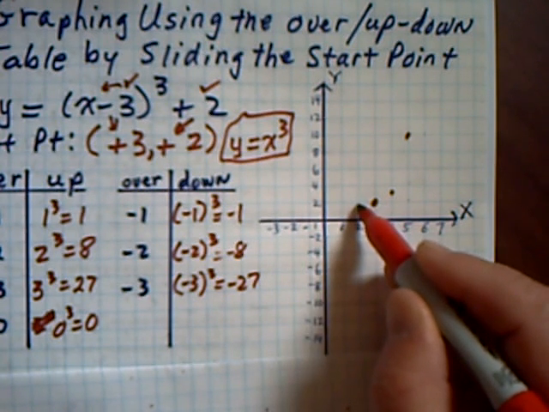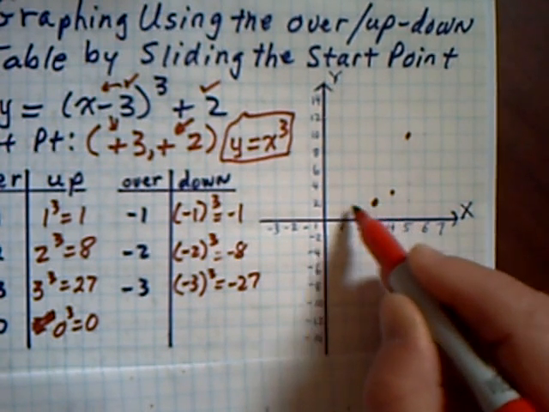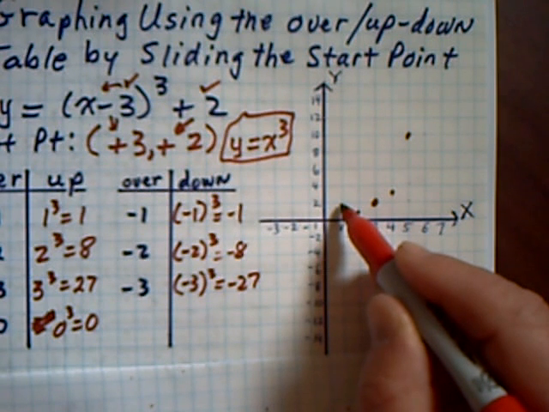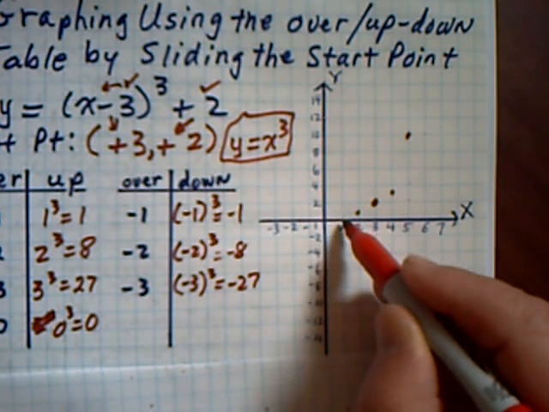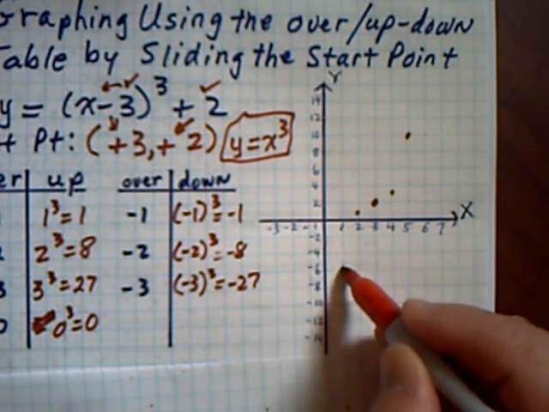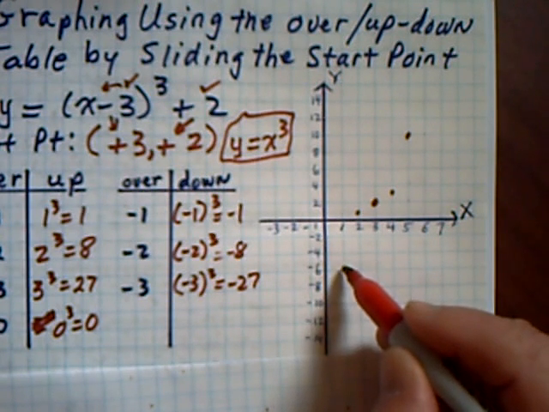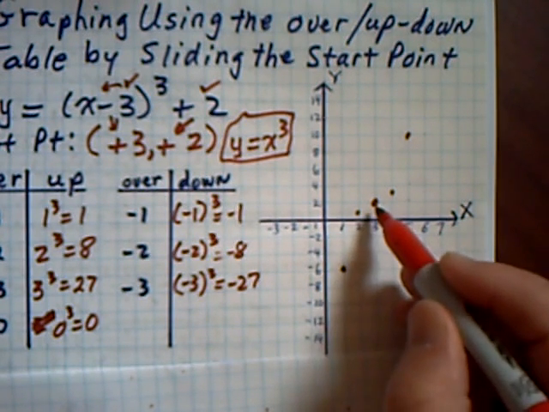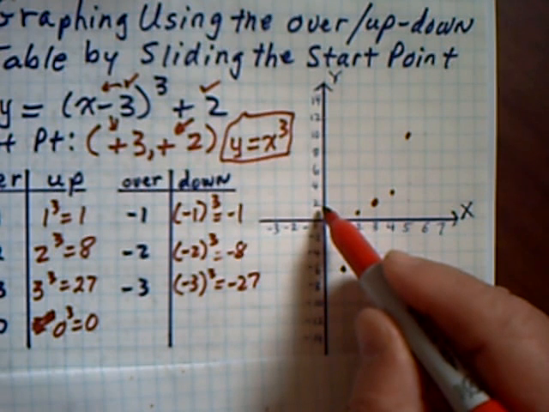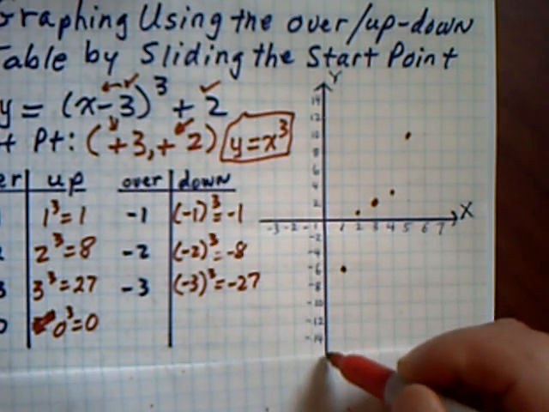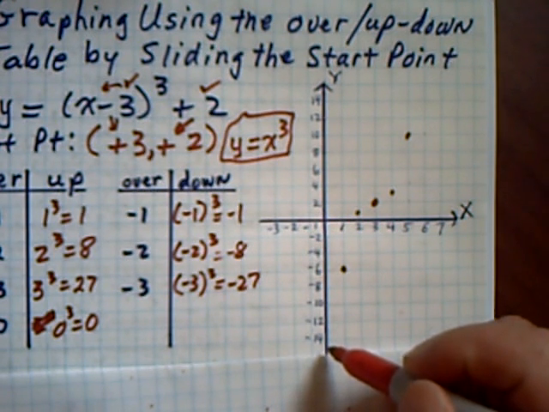Go to the left 1, I'm going to go down 1. Go to the left 2, I'm going to go down 8: 2, 4, 6, 8. That'll take me to negative 6 here. And if I go to the left 3, 1, 2, 3, I'm going to go down negative 27, and that'll take me off my graph.